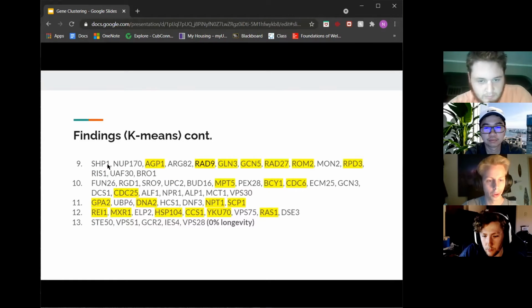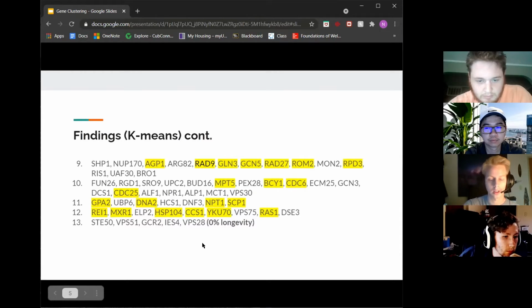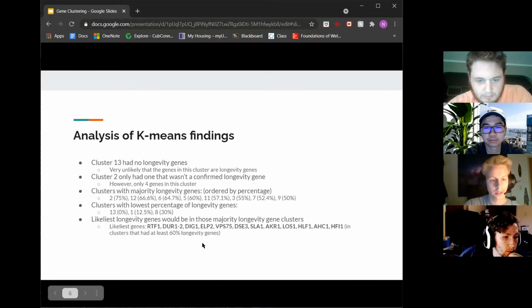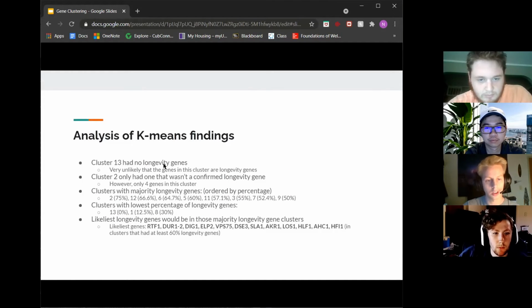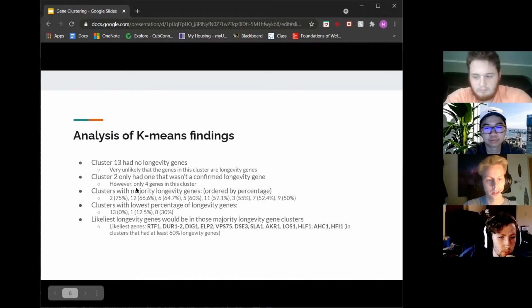And here's just a few more of those clusters. Actually, cluster 13 had no longevity genes, so we can assume from that that these are probably not longevity genes at all. For our analysis, like I said already, cluster 13 didn't have any longevity genes. Cluster 2 only had 1 that wasn't a confirmed longevity gene. However, there were only 4 genes in that cluster.